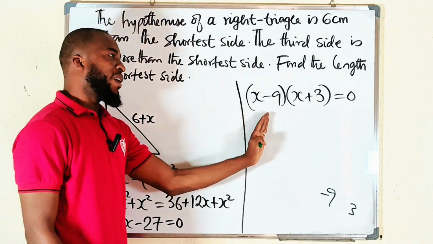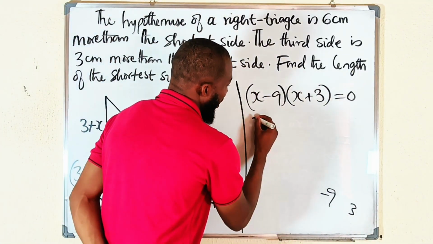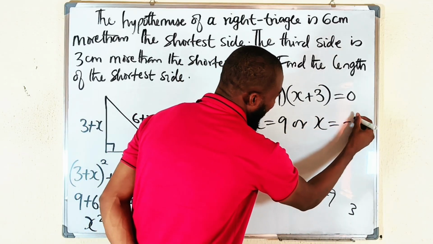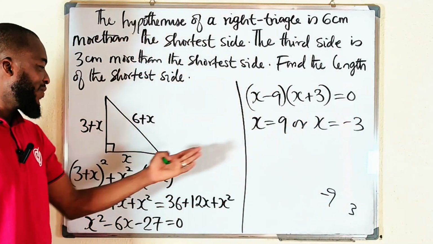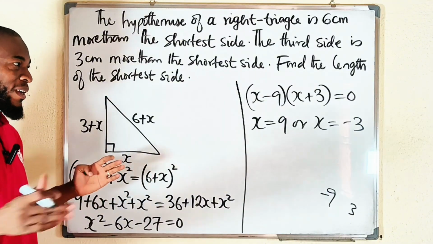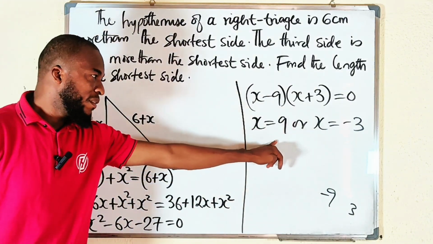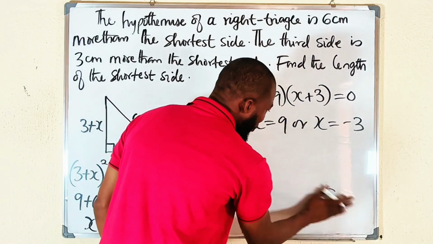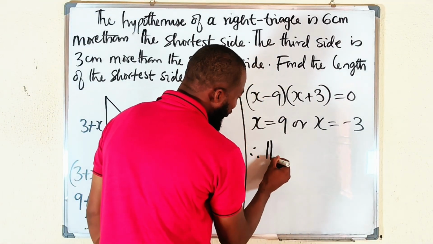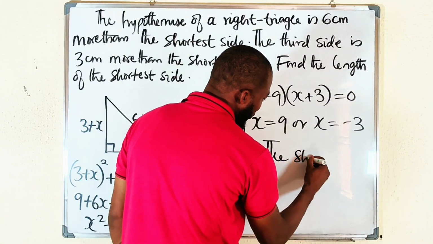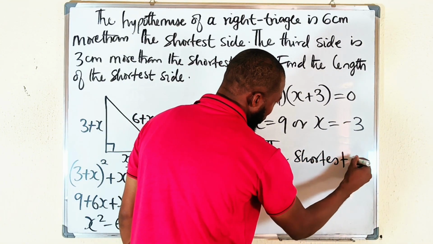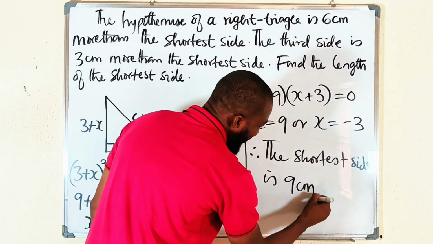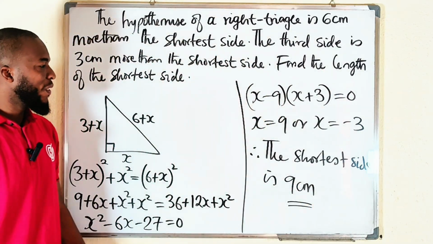If you solve this by taking the constants to the right, we have x either equal to 9 or x equal to negative 3. But remember, x value is a side length and all side lengths are positive, and hence the only valid value of x is 9. So what conclusion can we derive here? Therefore, the shortest side, which we are looking for, is 9 centimeters. And this is said to be the solution to this problem.